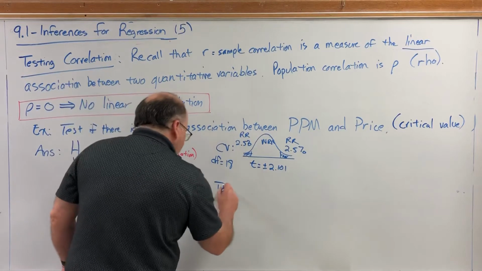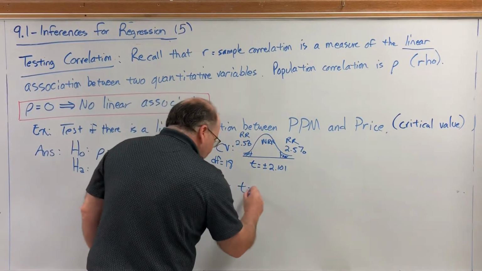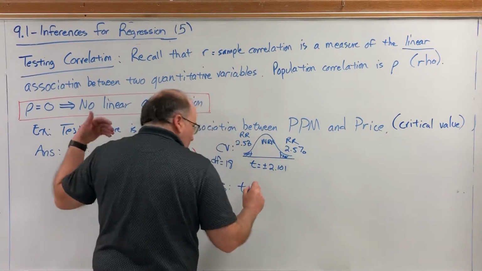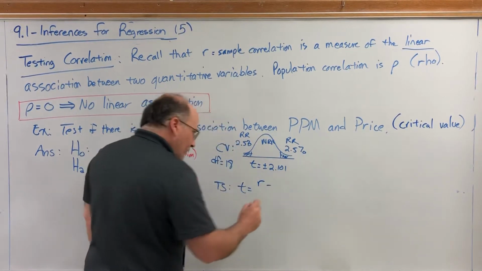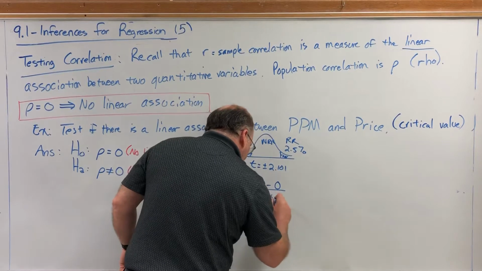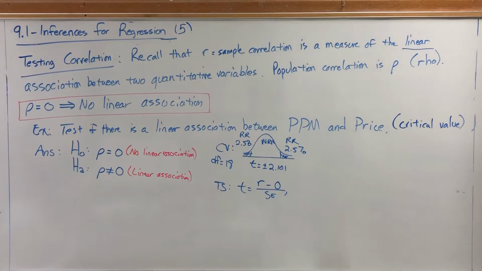So what's our test statistic? Well, it's a formula. The formula for the test statistic is what we get from our sample, which is R, minus what we're hypothesizing, which is 0, divided by a standard error. Now, this standard error is not given to us.